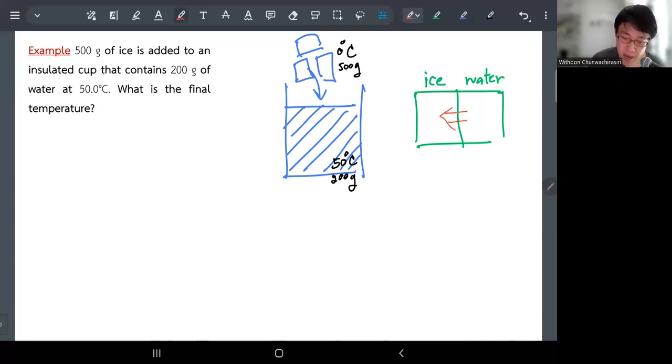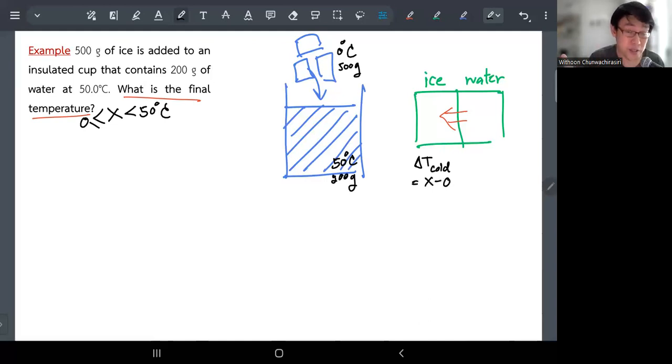Okay, and eventually, what is the final temperature? We don't know, but we assume it's X. And X is supposed to be somewhere between 0 and 50 degrees Celsius. They're going to meet somewhere in between. Suppose the ice ends at X. So the delta T of the ice side, or the cold side, is going to be X minus 0. With me, guys? Final minus initial.